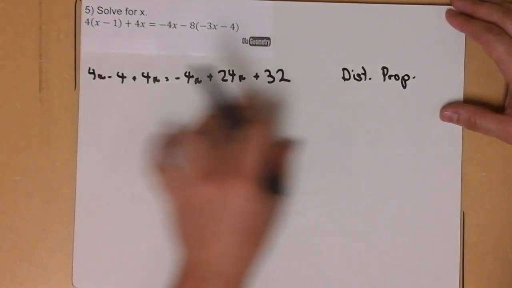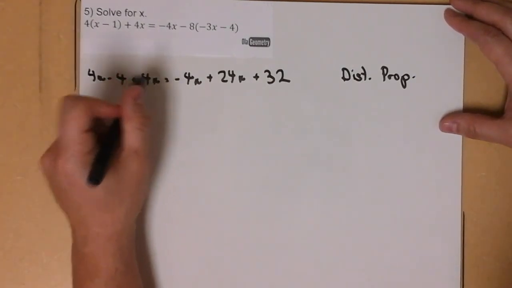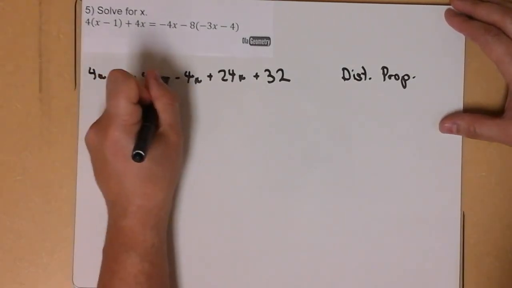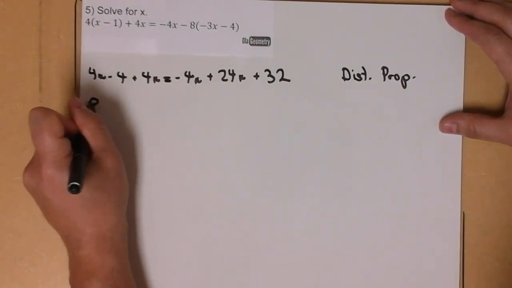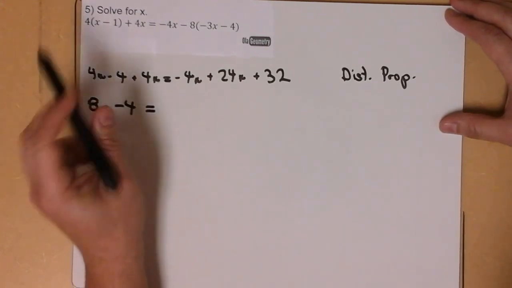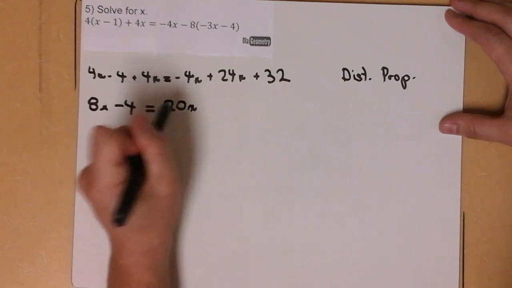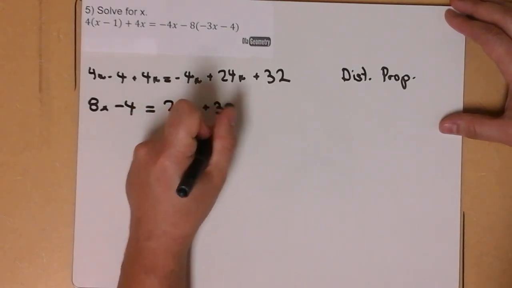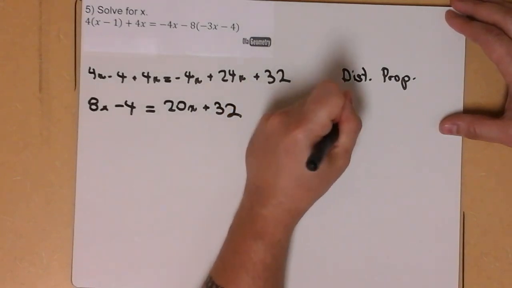Now I'm going to combine like terms. So this guy, add together on, let's make this clear, that's an equal sign. So I could add those together, that is 8x minus 4 equals 20x plus 32. And I'm just going to write here that I combine like terms.